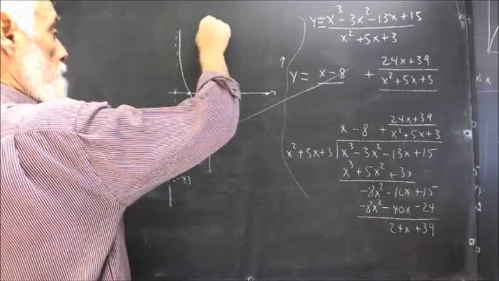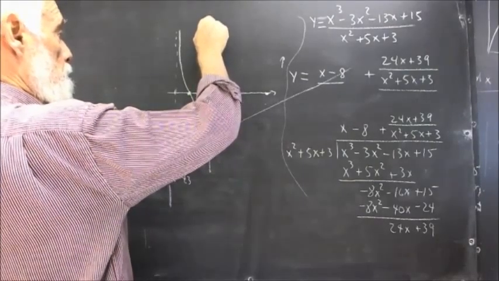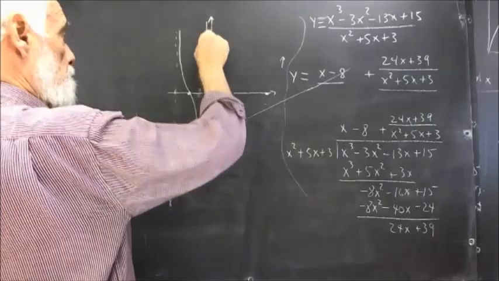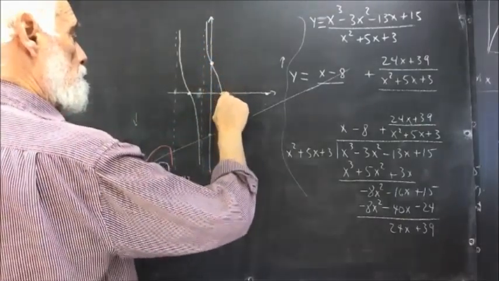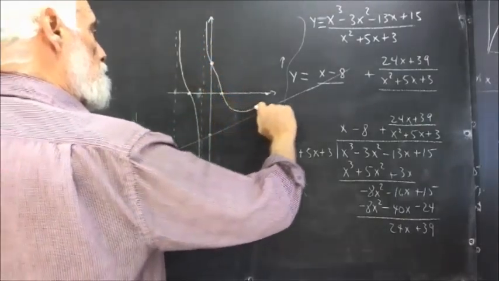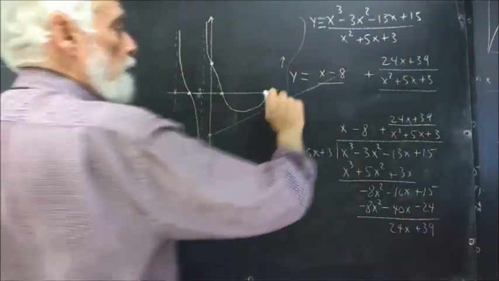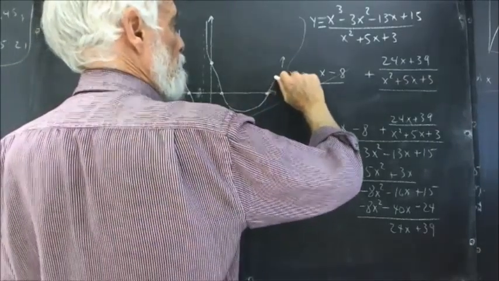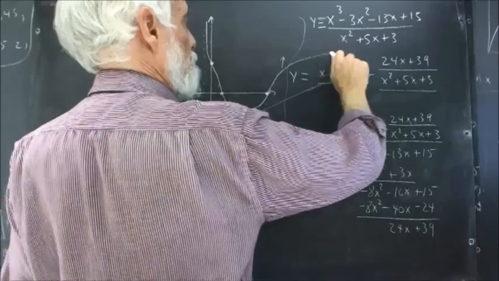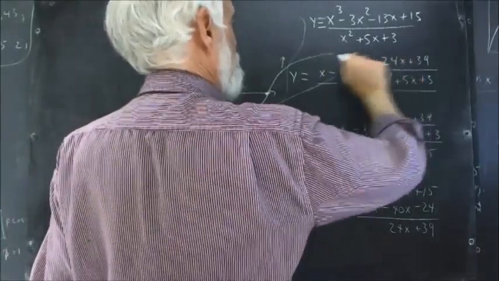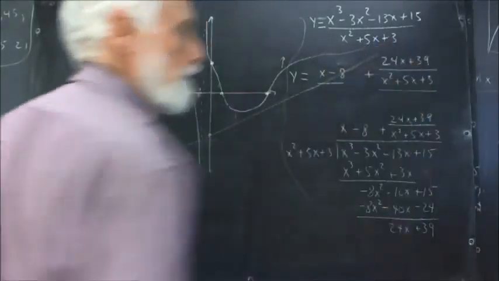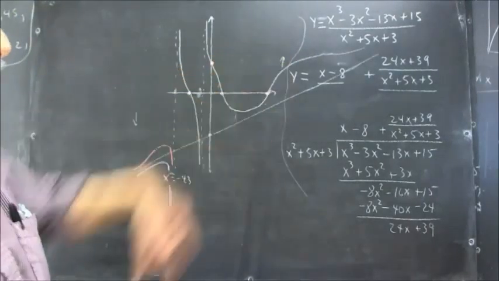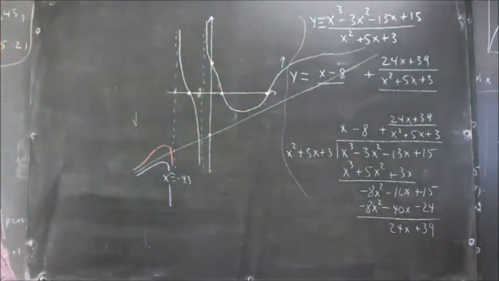And it's going to have the same behavior here. It's going to come up through here. And then it's going to have to curve around so that it can eventually become asymptotic to this line. And not necessarily in the scale that I've drawn here, but you get the idea.